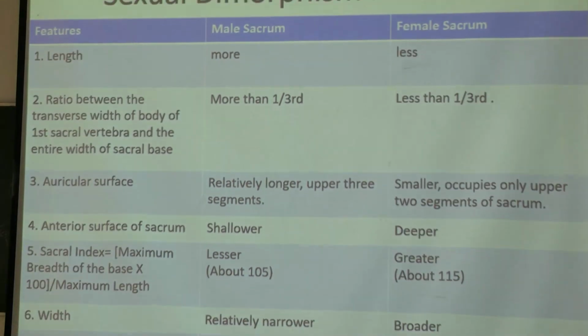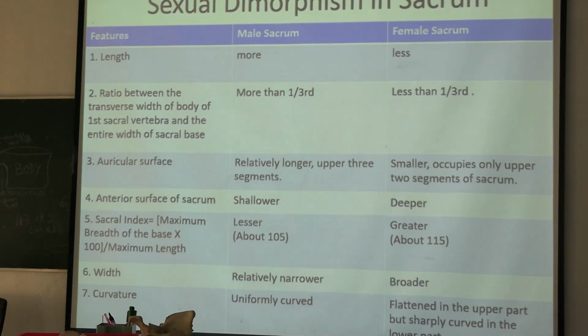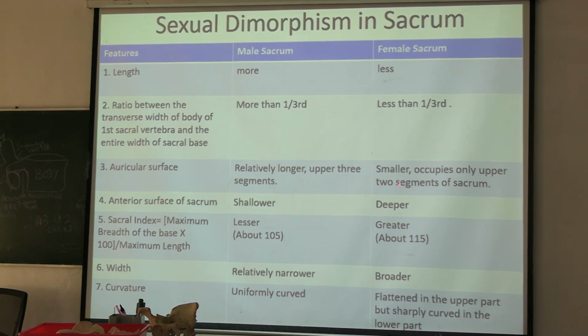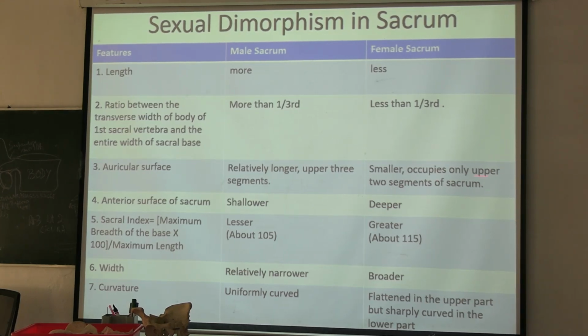And the articular surface, this inverted L-shaped articular surface on the lateral mass, is relatively longer in male and extends up to the upper 3 segments of the sacral vertebra. In the female sacrum, it is smaller, occupying only the upper 2 segments. Anterior surface or pelvic surface is shallower in case of male and deeper in case of female.